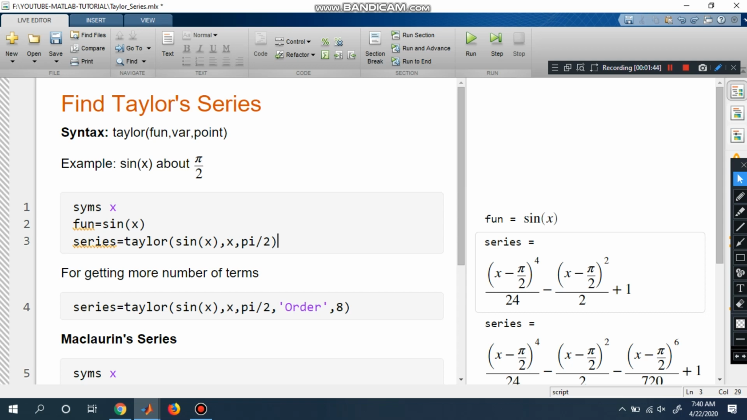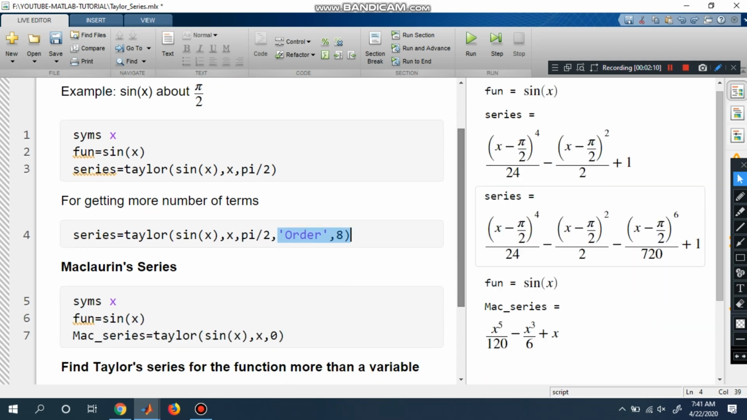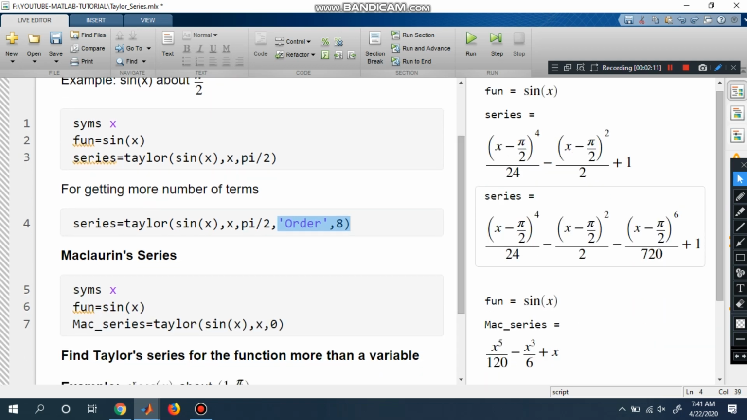Suppose you would like to increase the number of terms. Simply give, in addition to the main syntax pi by 2, the order up to which you would like to execute. For that, this is the syntax: order 8. See what the output is: (x minus pi by 2) to the power 4, (x minus pi by 2) to the power 6 by 720, plus 1. This is one more term.